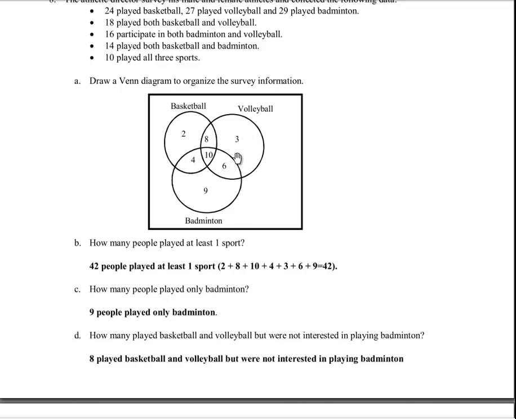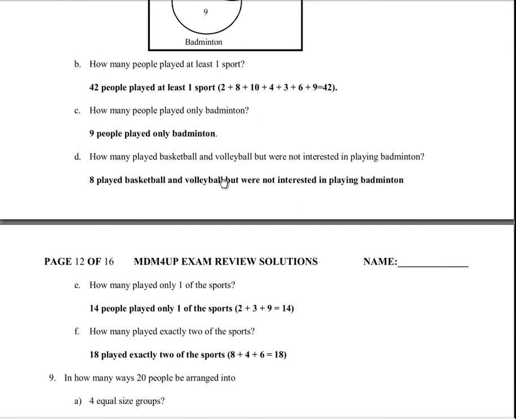Okay. Now, there were 8 people that played basketball and volleyball. So we wouldn't want to include this 2 or this 3 because that's just basketball, that's just volleyball. But we don't want people that play badminton. So that 8 is what we're looking at here. They play basketball and volleyball, but they're not in the badminton set at all. So that's D. How many played only one of the sports?